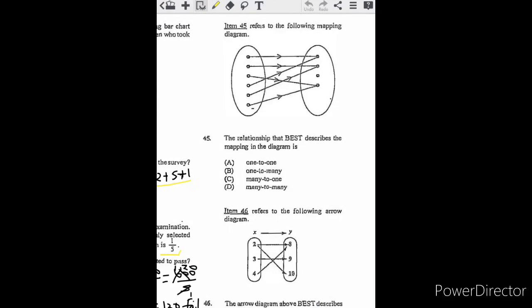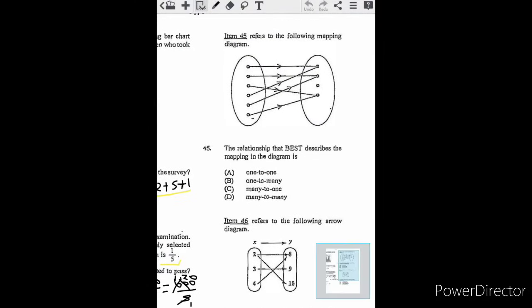And item 45 refers to the following mapping diagram. The relationship that best describes the mapping in the diagram is... so looking at this, it is about relations and functions. Looking at it, we can see it's not one-to-one, it's not one-to-many, but it is many going to one. So that's C.